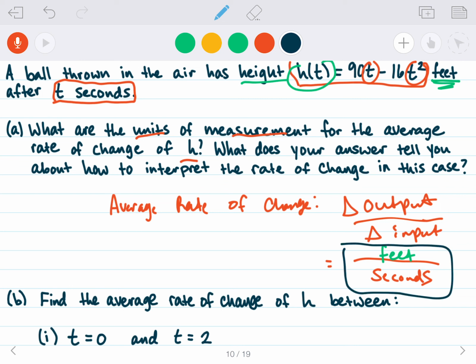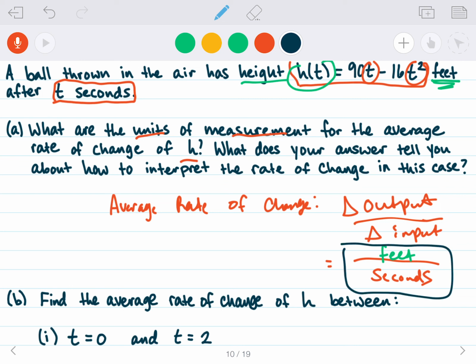So how do we interpret the rate of change? We interpret it in feet per second. This is a measure of speed or velocity, right? How fast something is going. So how fast this ball is traveling is in feet per second. Now let's go ahead and do a problem where we're finding the average rate of change, and we'll interpret it in a real world context here.